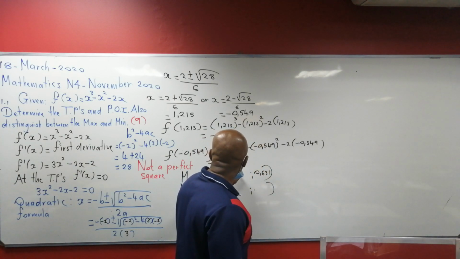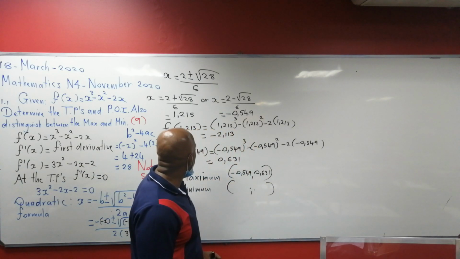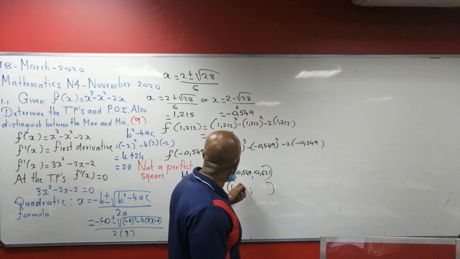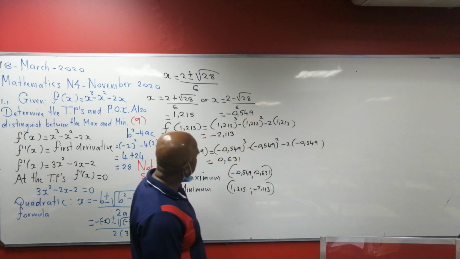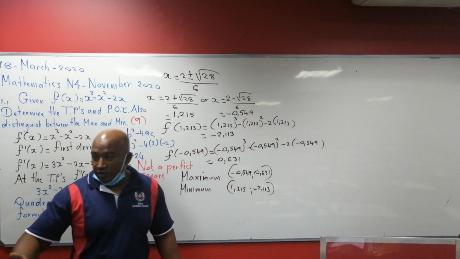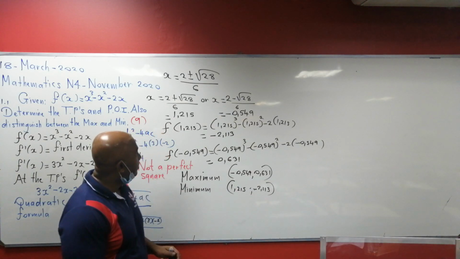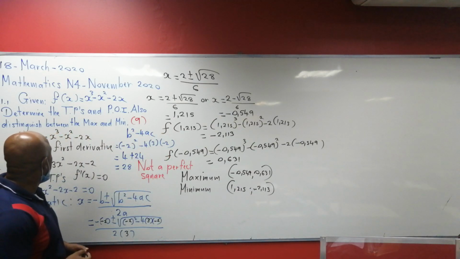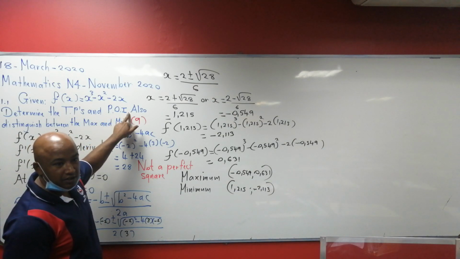0,631 and minus 0,549. So the minimum is 1,215 and minus 2,113. Right, so that is by observation, just by looking at which is higher and which is lower. So now that was maximum and minimum. So what else do we need to find? POI, that's point of inflection.